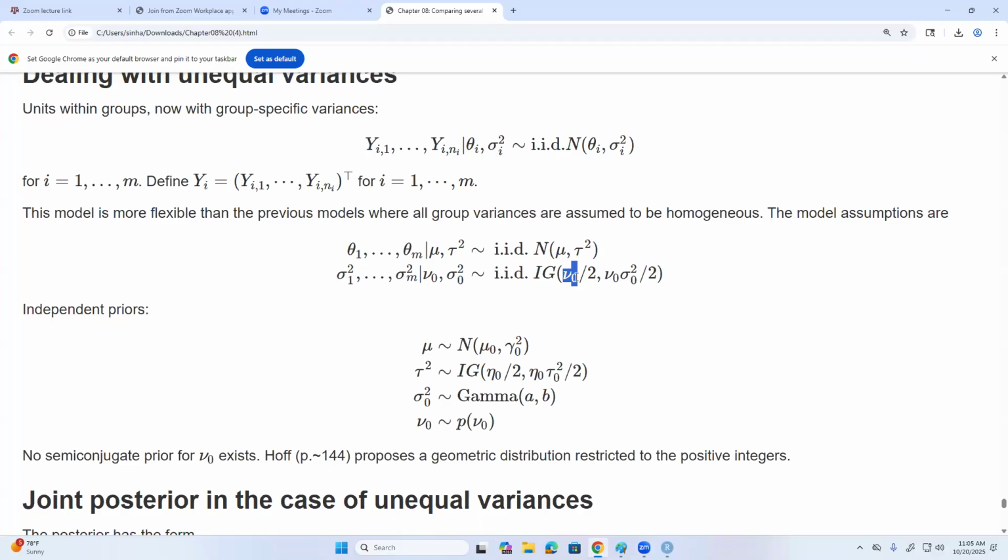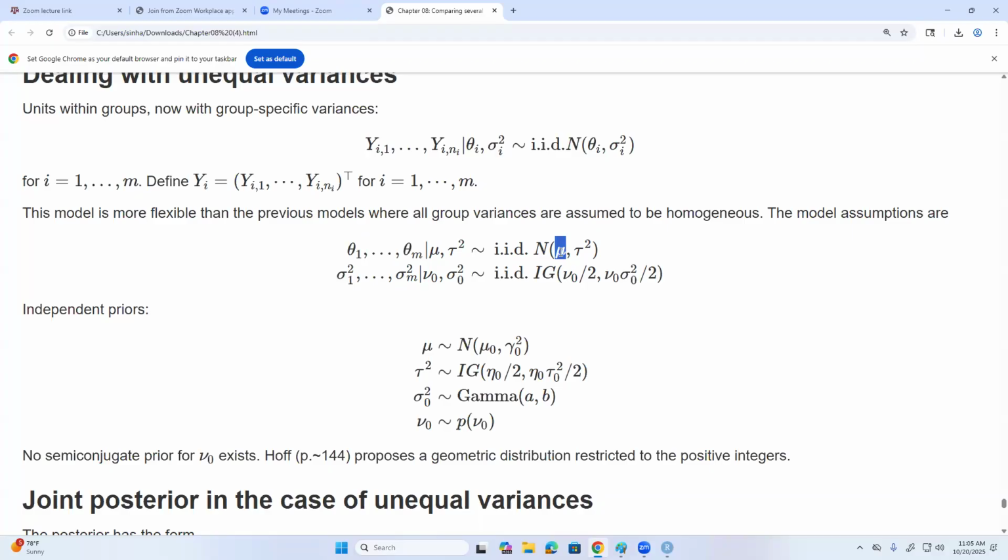Why do we do it? Because we want some type of shrinkage among the sigma 1 square, sigma 2 square, sigma m square. Look, when I sample theta 1, theta 2, theta m from IID normal mu and sigma square, I did not specify a numeric value for mu, rather I put a prior distribution for mu. If I put a numeric value of mu, then what happens? Then there will not be any shrinkage among those theta.